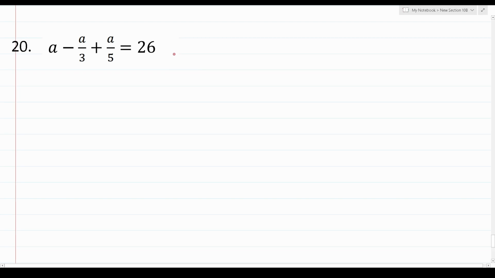So as we can see, number 20 says a minus a over 3 plus a over 5 equals 26. So we have a minus a over 3 plus a over 5 equals 26. Again, our goal is to find a value of a such that this equation is true, and we're going to use addition, subtraction, multiplication, and division in an effort to isolate our letter variable. In other words, we want to get a equal to something by itself when everything's said and done.